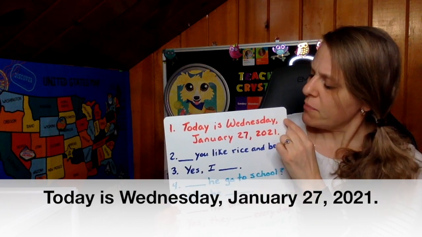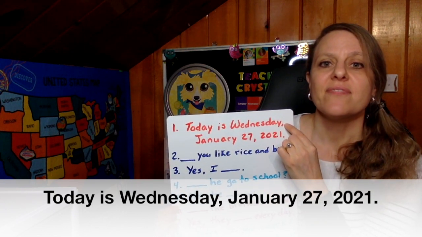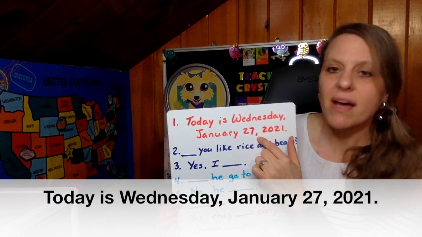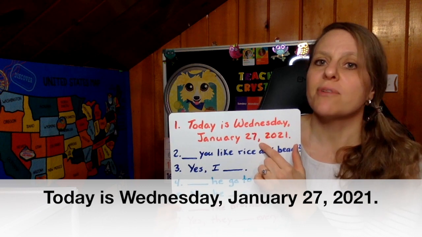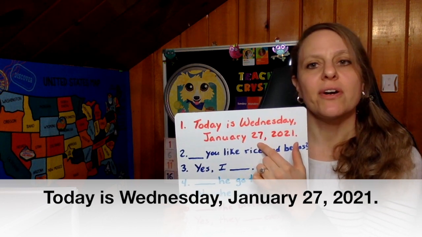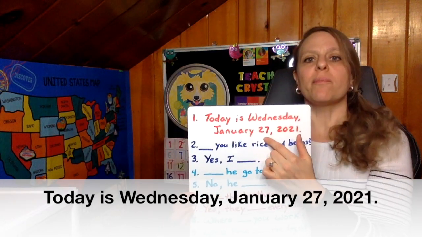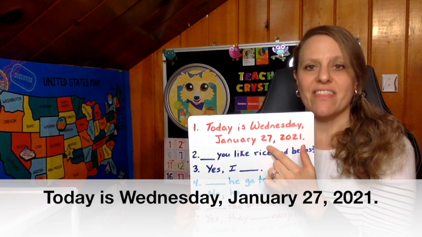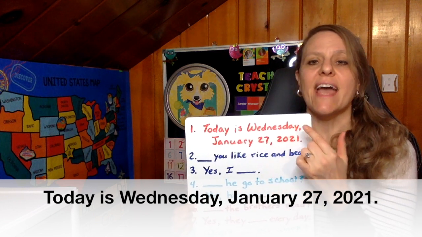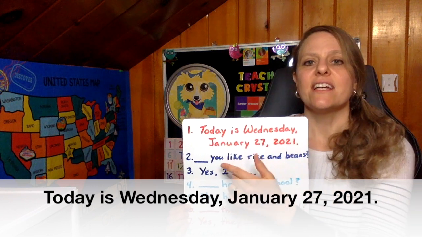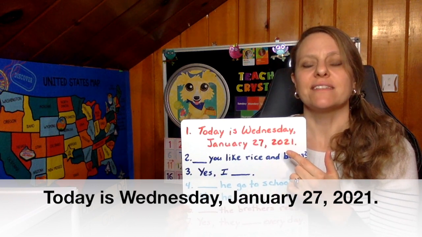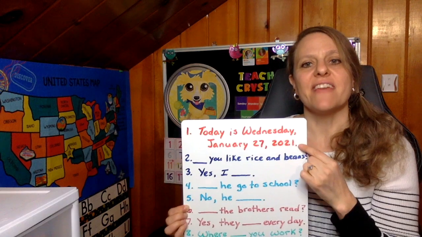And there's a comma after Wednesday to separate the day and the month. And there's a comma after the 27th to separate the date and the year. This number is pronounced as an ordinal number, the 27th. So when you read a date, you would say, today is Wednesday, January 27th, 2021. And there's a period at the end.